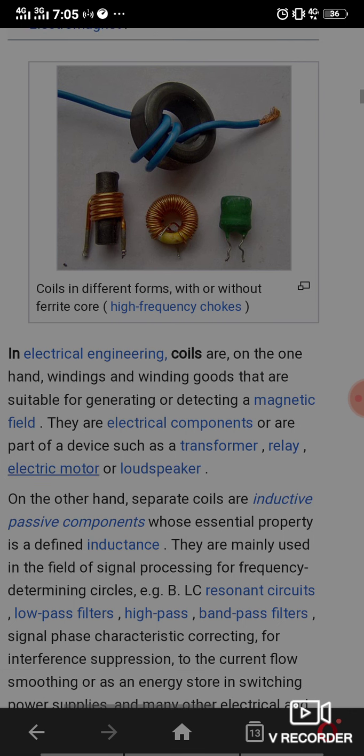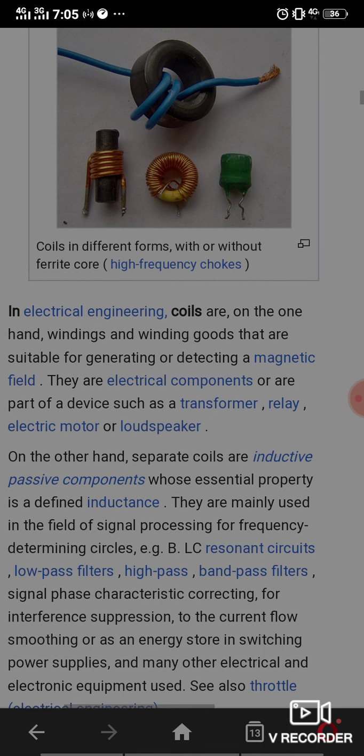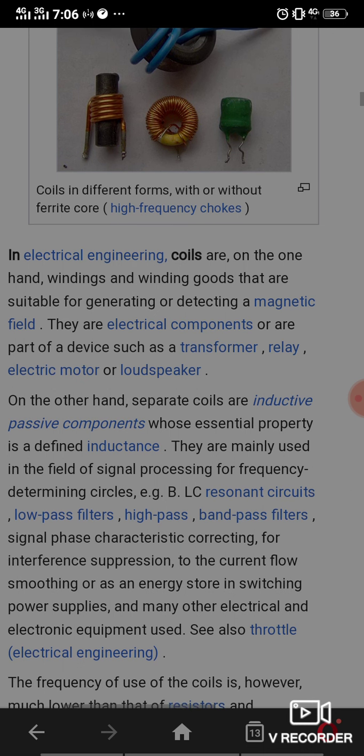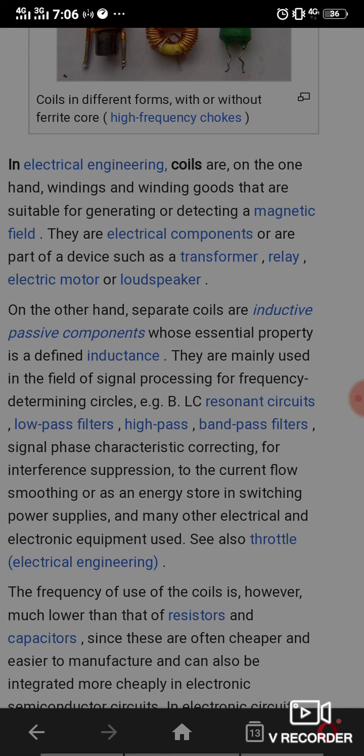by inductance. They are mainly used in the field of signal processing for frequency determining circuits, resonant circuits, low pass filters, high pass filters, band pass filters, signal phase characteristics correcting, interference suppression, current flow smoothing, or as energy storage in switching power supplies, and in many other electrical and electronic equipment.